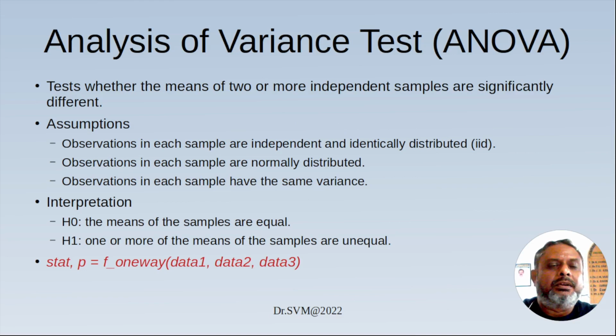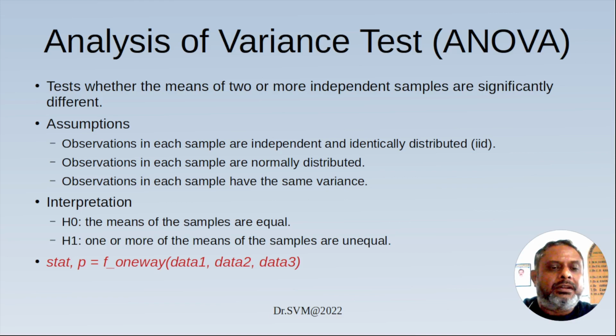Then we have the analysis of variance test, very famous as the ANOVA test. Here, the test is done on whether the means of two or more independent samples are significantly different. So earlier we were worried about only two samples. Now we are talking of two or more samples. So we now have the chance of comparing even more than two samples at the same time. The assumptions: each sample is independent and identically distributed, each sample is normally distributed, and each sample has the same variance.